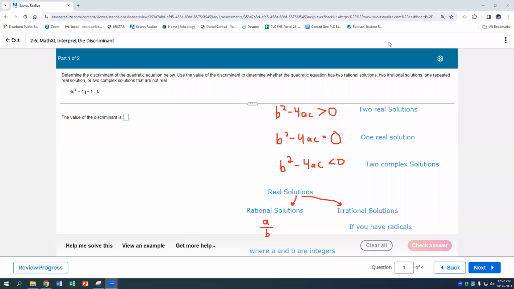All right, interpreting the discriminant. So this is the second part for lesson 2.6, right? We have to interpret the discriminant. So the discriminant is going to be b squared minus 4ac.